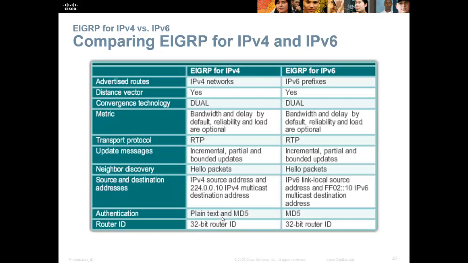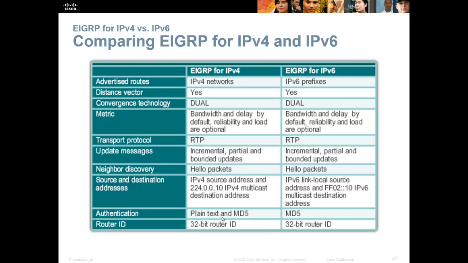All right. So when you compare the two, IPv4 to IPv6, in IPv4 we only advertise the networks. In IPv6 we only advertise the prefix. They're both distance vectors, they both use DUAL, they both use bandwidth and delay, they both use RTP, so all that stuff is pretty much the same. But with IPv4 you have your option of plain text or MD5, and in IPv6 you only have MD5 because there is no plain text, because we know plain text is not really working.